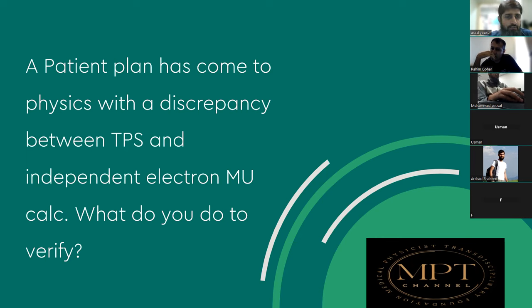For this question, the answer would be that if there is a discrepancy, then of course we can check on the machine with placement of the chamber and the specific cutout, and we can verify the dose. Or we can do the film dosimetry as well.